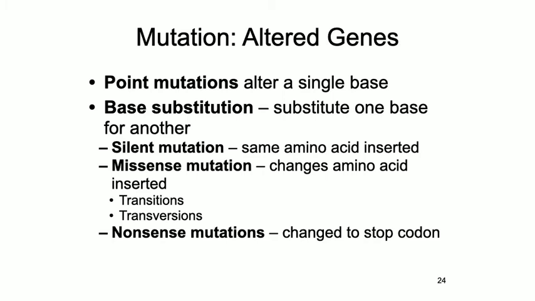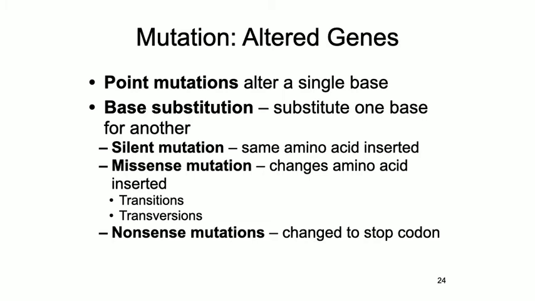The consequences can be a silent mutation. It means that it just so happens that the new DNA nucleotide still results in the same amino acid being inserted into the growing polypeptide chain. So really, you would never even know that there's this mutation because there is no consequence whatsoever. Missense mutation is when there is a different amino acid inserted because the codon codes for a different amino acid due to this mutation. Right?